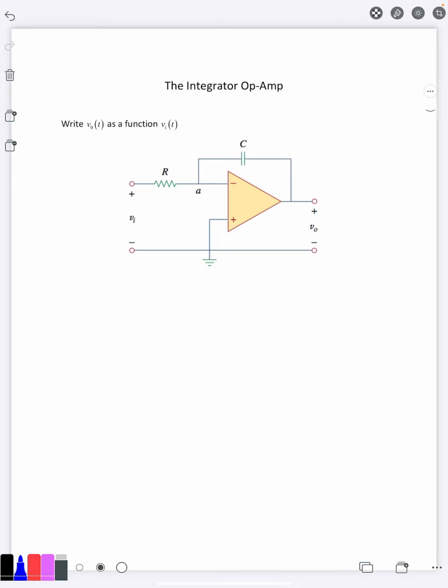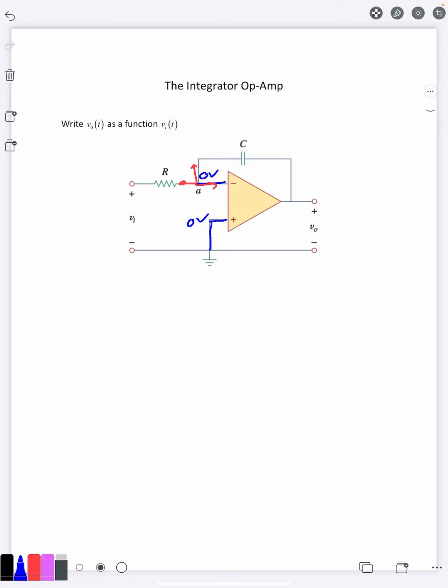So we have an ideal op-amp here. We know the rules say that the voltage at the positive terminal is equal to the voltage at the negative terminal. Since the positive terminal is hooked up to ground, that means it's 0 volts there. It's going to be 0 volts here. We're going to go ahead and do KCL at the negative terminal.